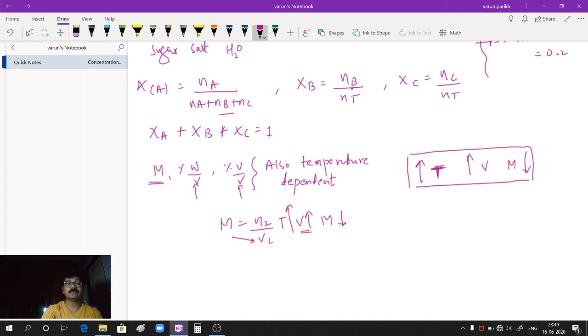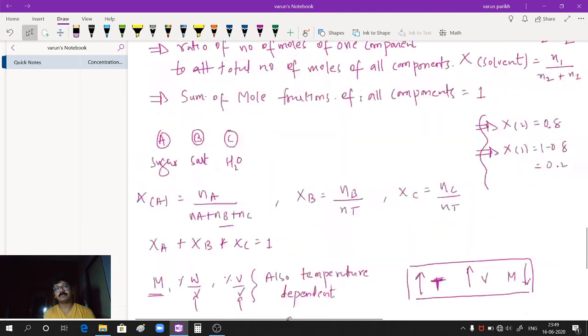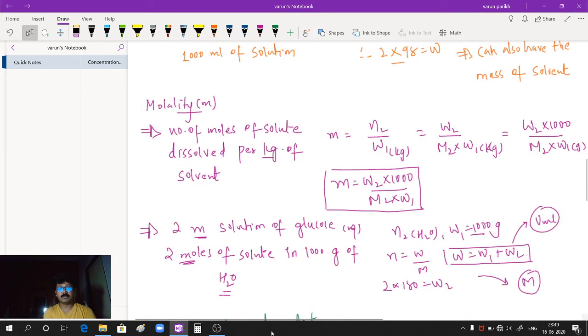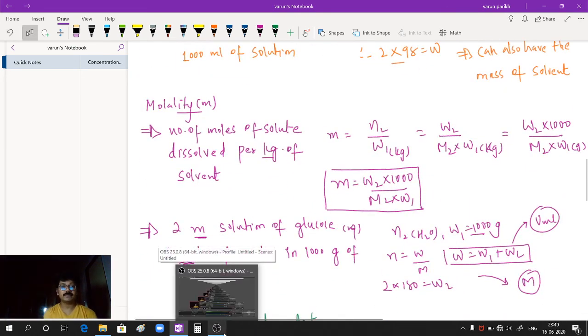You may ask why volume increases with temperature. When you increase the temperature, what happens? The interparticular space increases per unit volume, so the number of particles per unit volume decreases, and that's why it happens. That is all about concentration of solution.